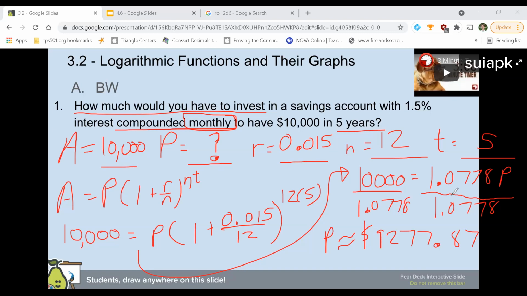$9,277.87. Hang on, I got it backwards. So if you put that in the bank, 5 years later, you will have $10,000. Basically make what, $730? Yay.